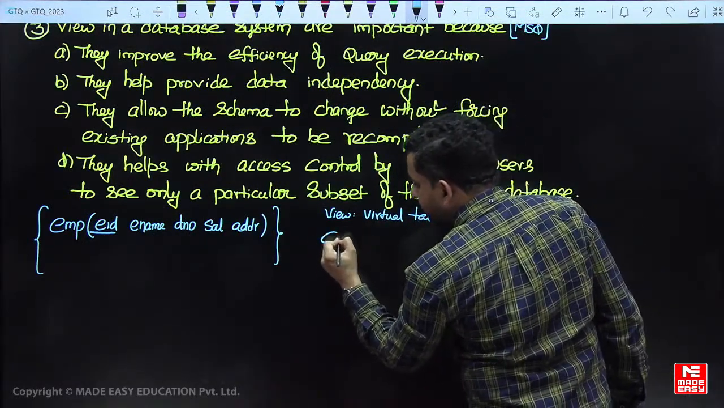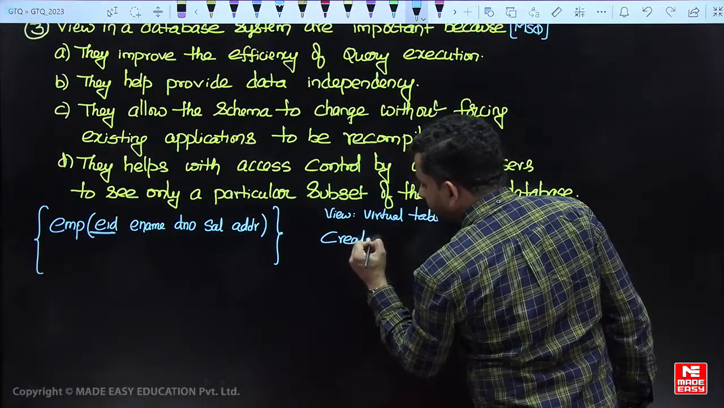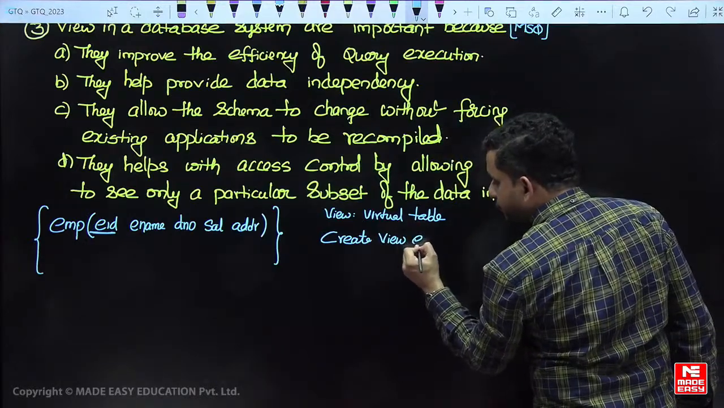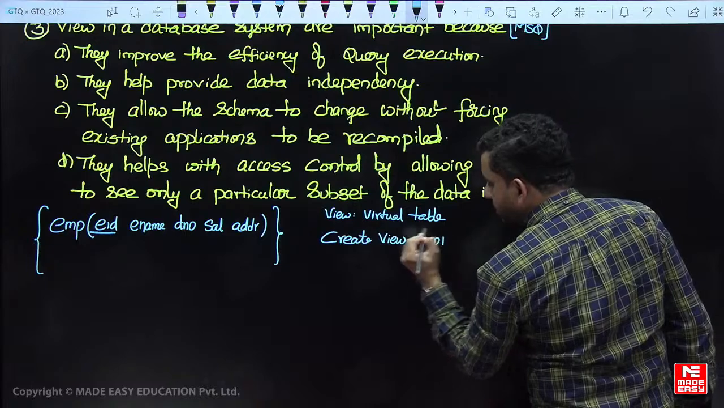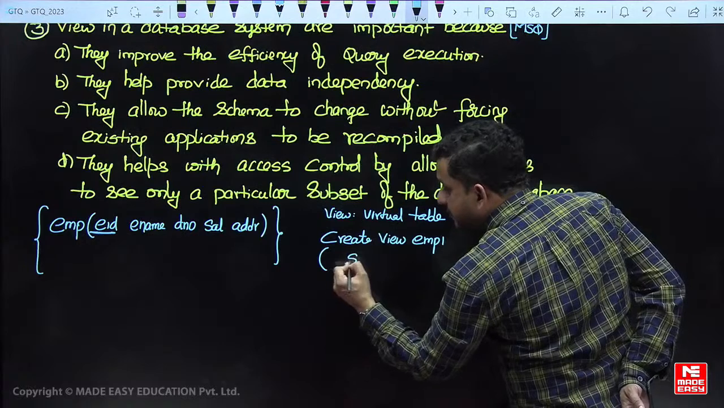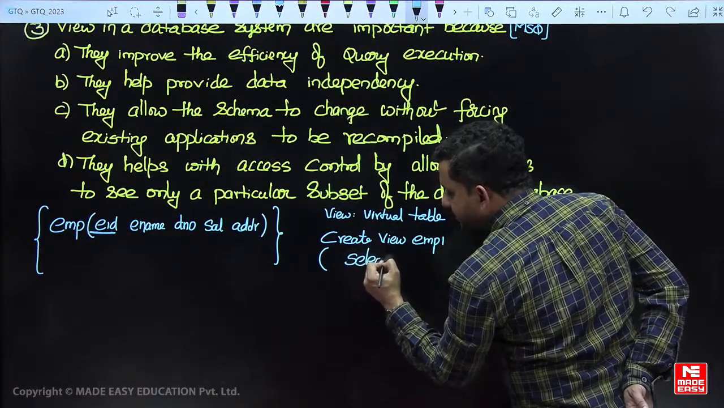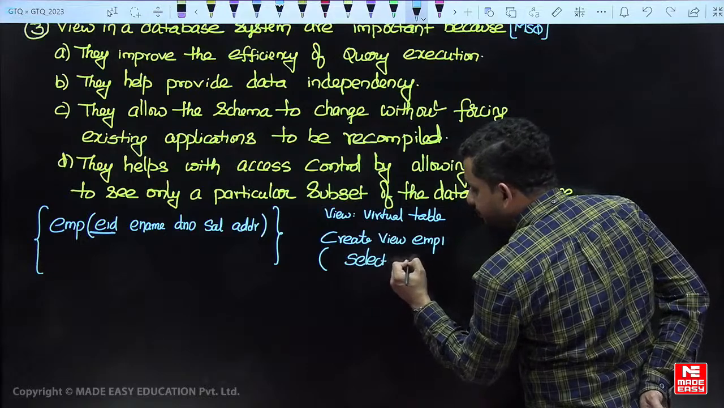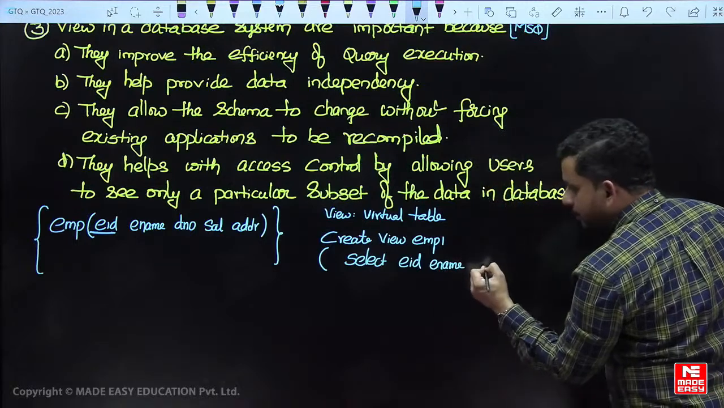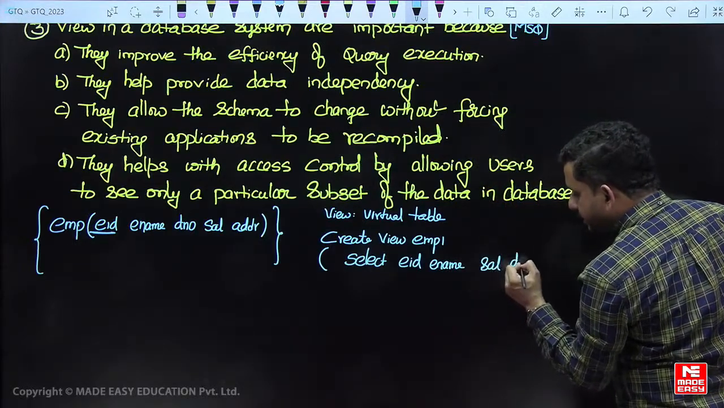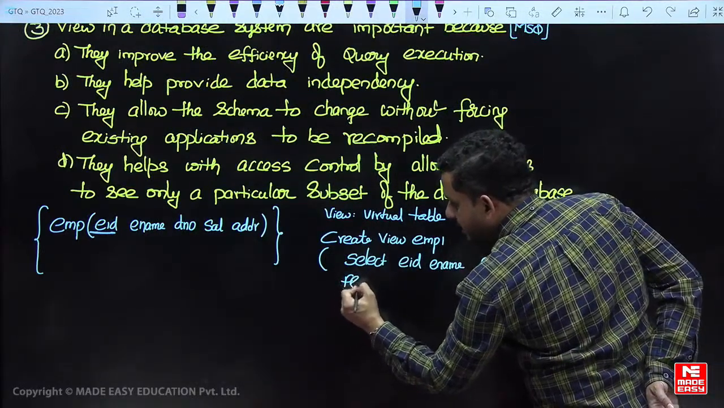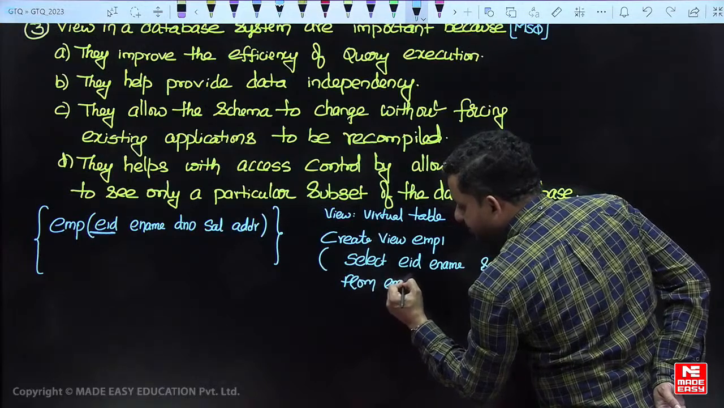We create it like this: create view, with the view name, let's say employee1, and we write the data required for the view. Let's say the attributes required for the view are employee ID, employee name, salary and department number. These are the attributes required from the real table, from the employee relation.